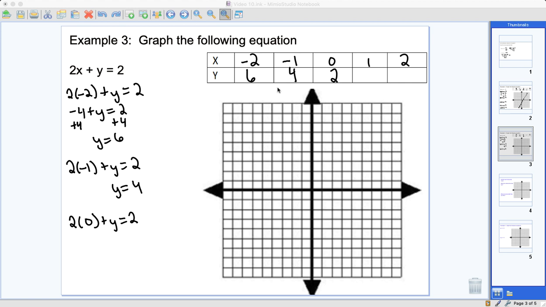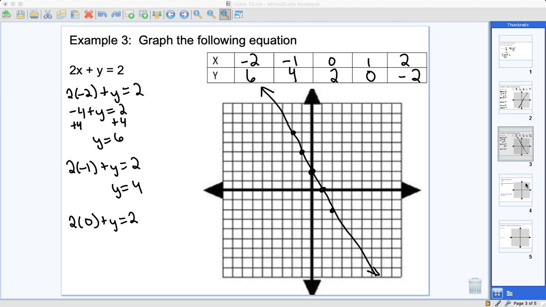Again, you probably notice a pattern. We're going down 2 each time. So you get 0 here and -2 there. Okay, if you don't see the pattern, it's okay. Just focus on plugging in your values, solving for your y value. So -2, 6, -1, 4, 0, 2, 1, 0, 2, -2. And then again, connect your points. Again, not grading you on the perfectness of your drawings. That's okay. I'm looking for the correct points in the correct spot and the correct numbers up here.